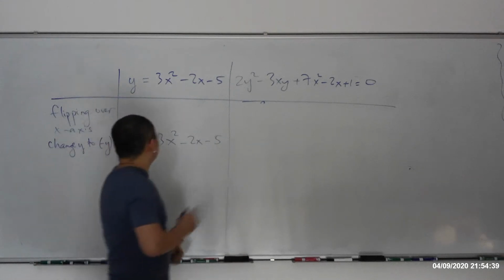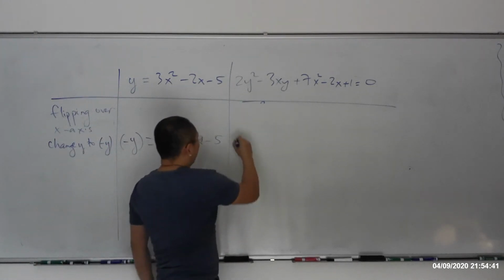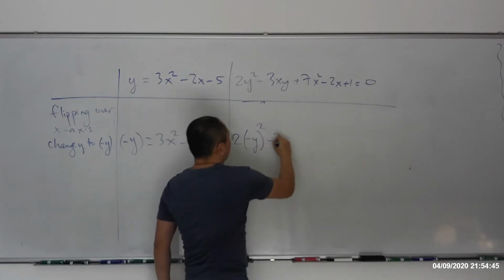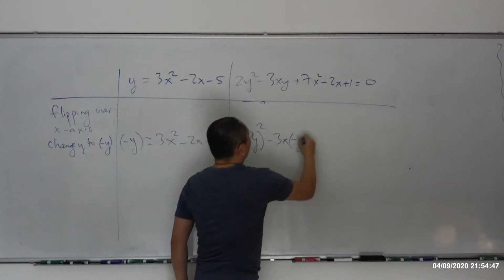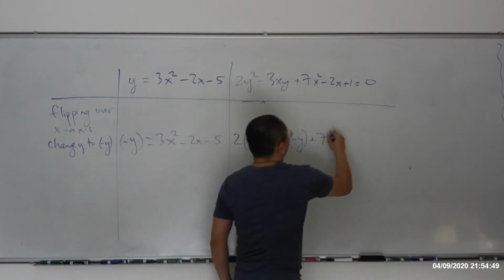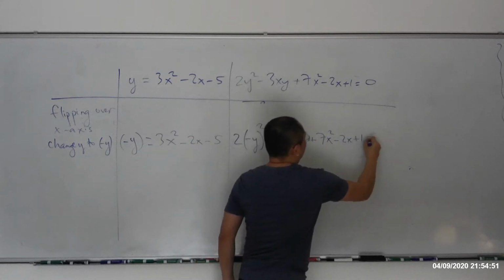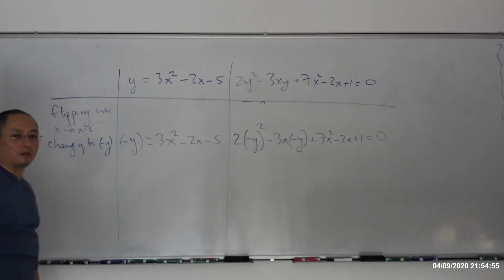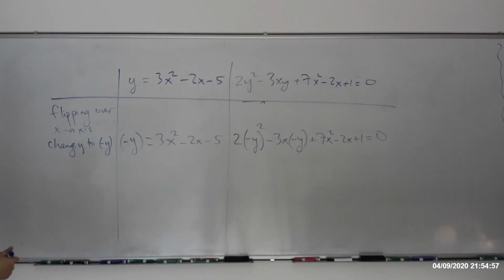Same thing here. Y change to negative y. What I have is 2 times negative y squared minus 3x times negative y plus 7x squared minus 2x plus 1 equal to 0. And of course, go ahead and simplify if possible. You have the new equation that is upside down compared to the original equation.